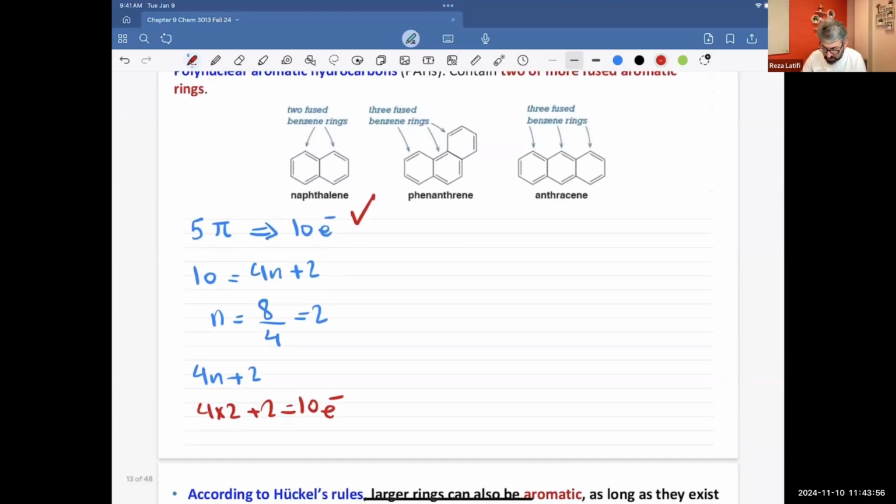And next one, we have 7 of them. Okay, 7 pi bonds. That means 4n plus 2, n must be 3. And then 12 plus 2, it will be 14. And so this one also will be aromatic.